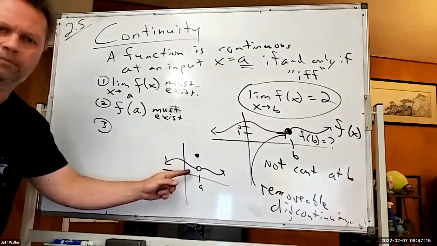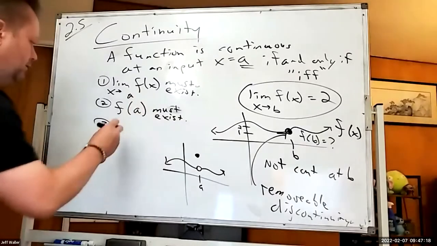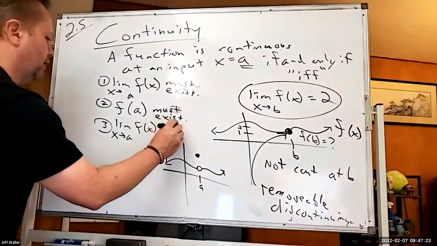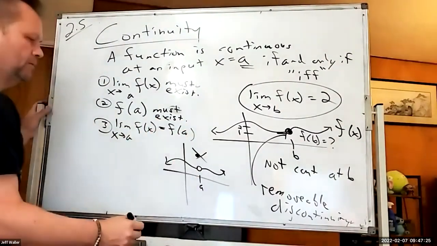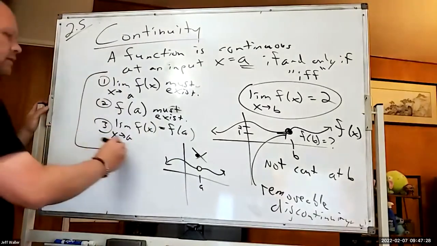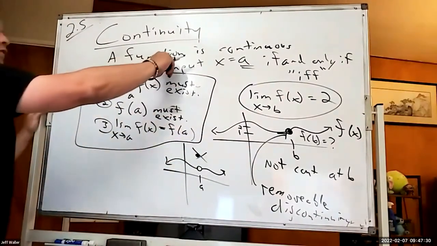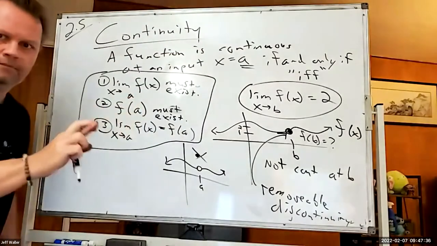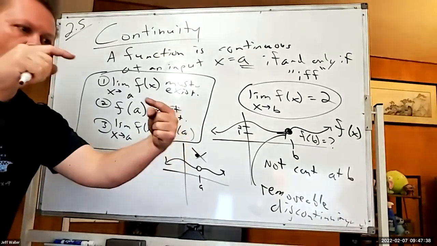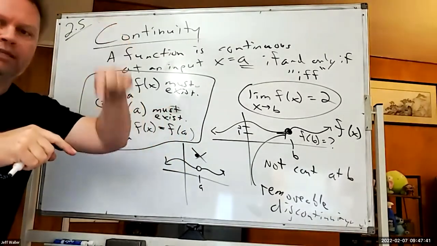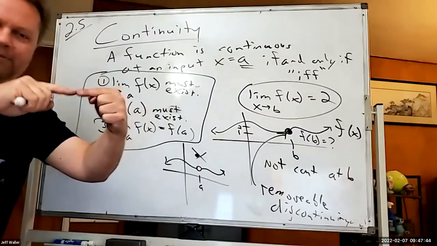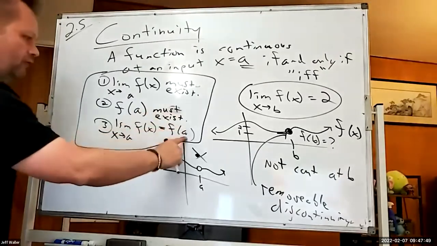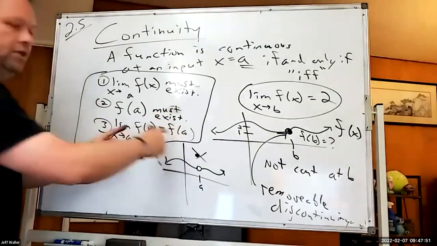Does the limit of f of x and f of A have to equal each other? Yes, the limit as x goes to A of f of x must equal f of A. So that's why this would not be good. So these three things together would mean that a function is continuous at A. It has to look like it's going somewhere, and it has to actually get there. That's basically how to sum this up. So the limit has to exist, f of A has to exist, and they must both equal each other.